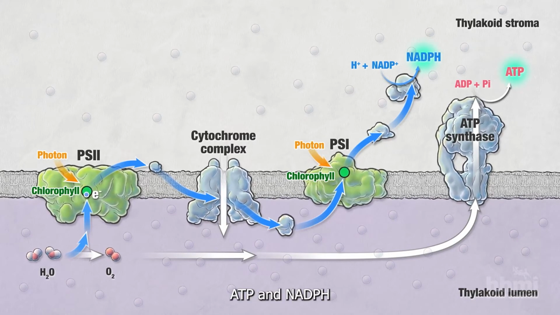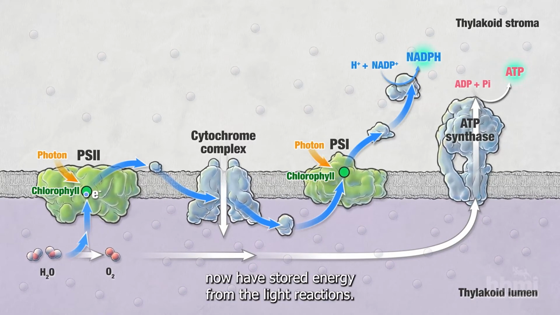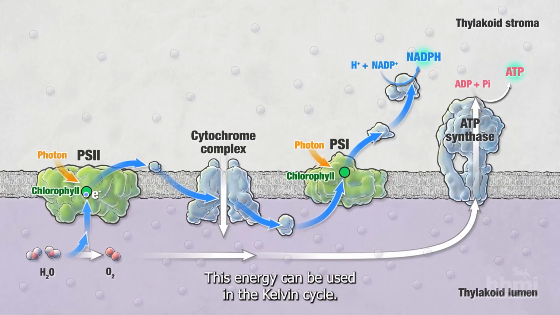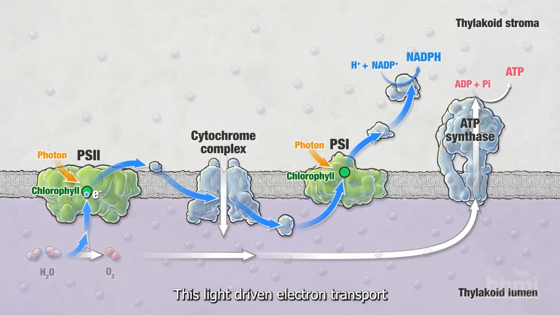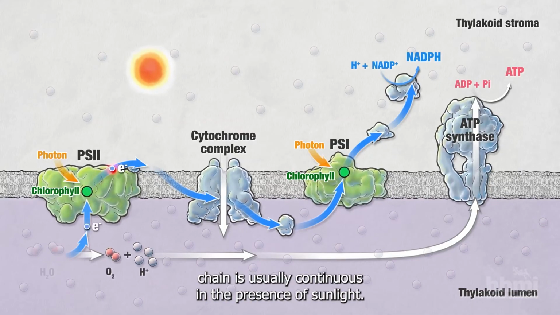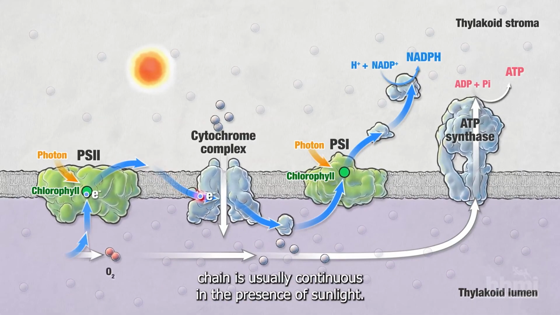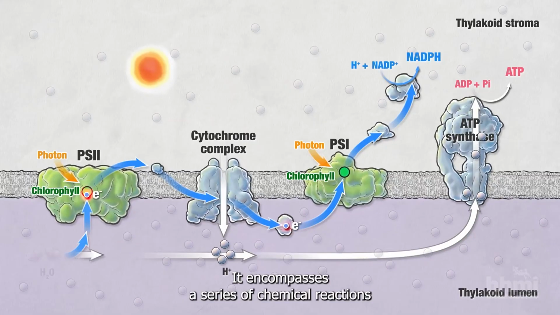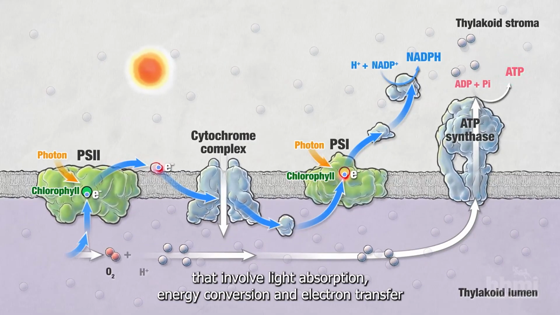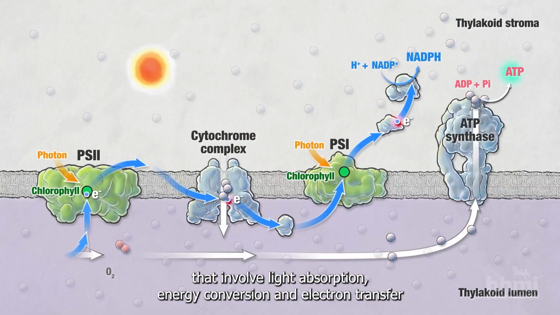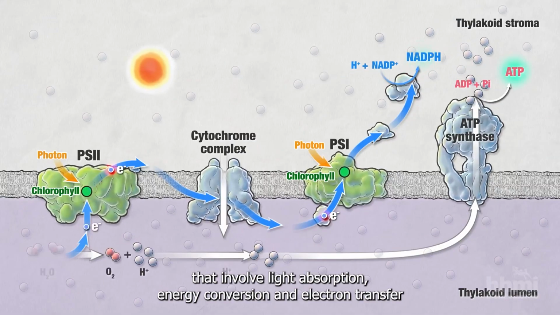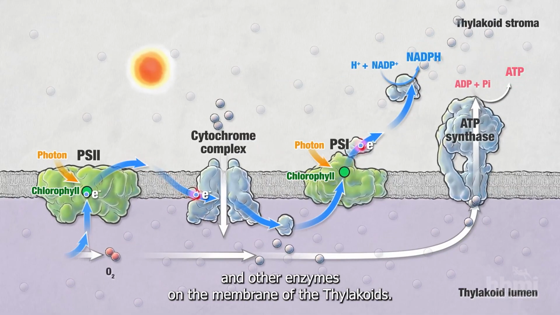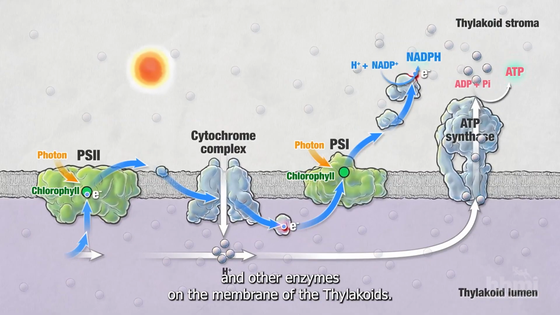ATP and NADPH now have stored energy from the light reactions. This energy can be used in the Calvin cycle. This light-driven electron transport chain is usually continuous in the presence of sunlight. It encompasses a series of chemical reactions that involve light absorption, energy conversion, and electron transfer carried out by the photosystems and other enzymes on the membrane of the thylakoids.